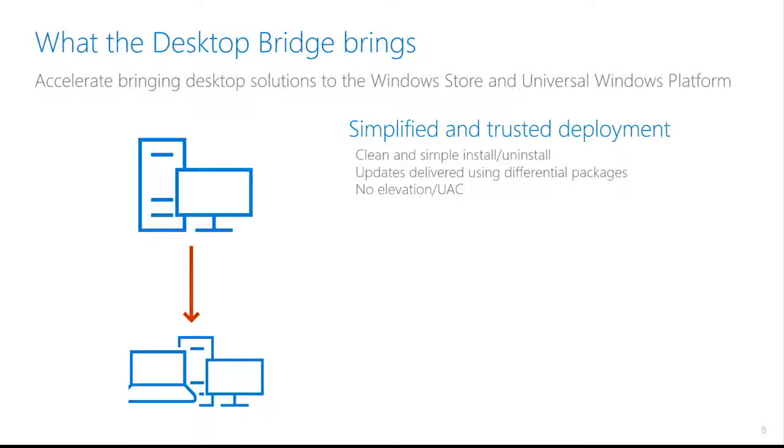As a first step, you convert your installer to the modern Windows app deployment technology. With that, you automatically get clean and simple install and uninstall. You get seamless updates with differential packages. So if you have a 1 GB package, you make a few small changes, the update will only contain those deltas for your customers. And last but not least, the user can install those packages without requiring elevation.